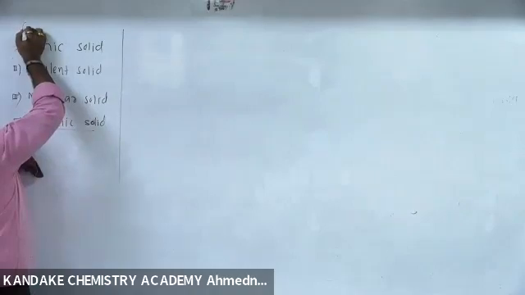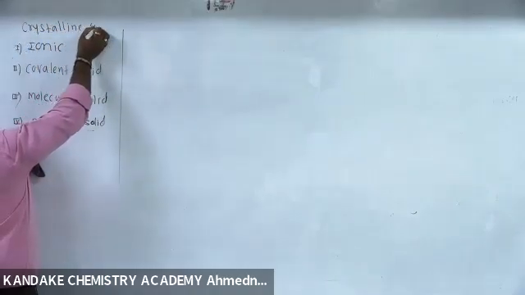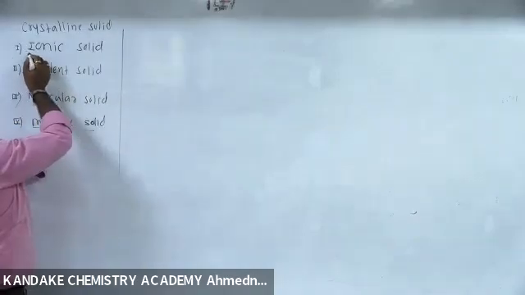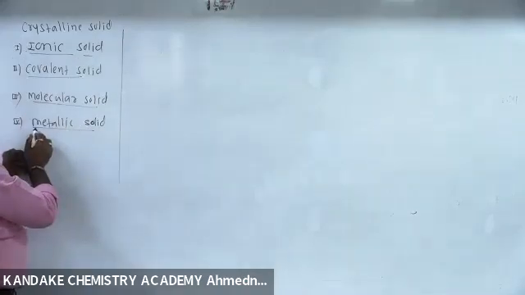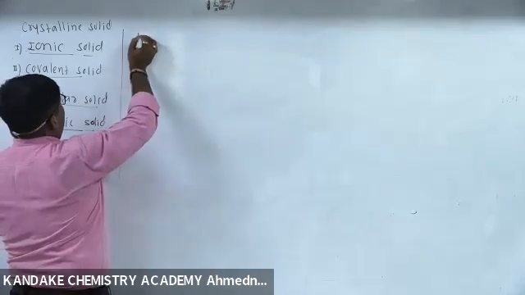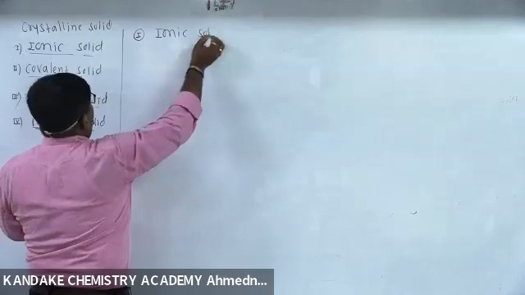So how many types of crystalline solid? 4 types of crystalline solids. Which are those 4 types? One, ionic solid. Second, covalent solid. Then molecular solid, and then metallic solid. Now in that one, that is the ionic solid. Draw this diagram.